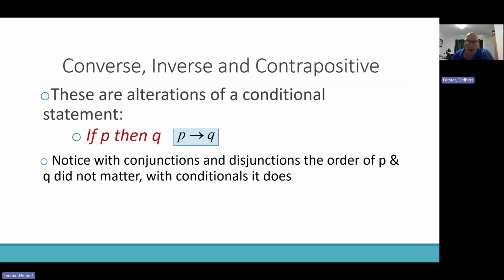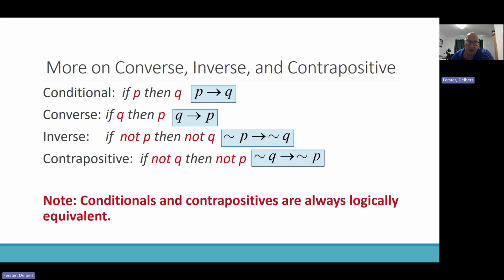All right, so you see the arrow there, P implies Q. So what are you going to do, Dale? Well, on converse, we just change the order of the statements. All right, so it's if Q, then P. So the order of who used to be the hypothesis and who used to be the conclusion are interchanged.